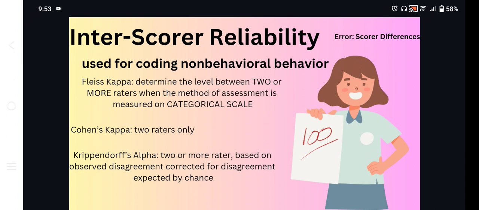Summarize ko po muna. The test is designed to measure one factor. Homogeneous tests are expected to have a high degree of internal consistency and vice versa. Sa ating inter-scorer reliability, ang error natin is score differences. It is the degree of agreement or consistency between two or more scorers with regard to a particular measure. Inter-scorer reliability is used for coding nonverbal behavior, like observed differences.